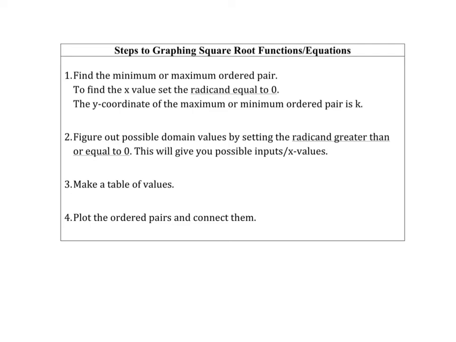Now we're going to actually graph ourselves. So here are our steps. First, we want to find that endpoint. We're going to find the minimum or the maximum ordered pair by setting the radicand equal to 0 and then finding the y-coordinate. We're going to figure out the possible domain values by setting the radicand greater than or equal to 0. We can actually combine those steps and sort of just do the second step. Then we make a table, we plot the ordered pairs, and we connect them.